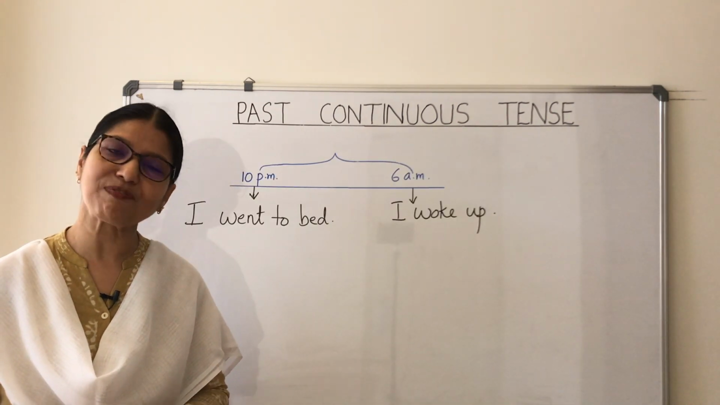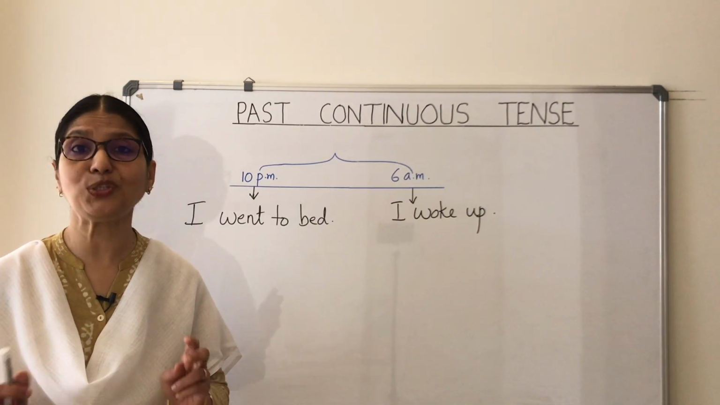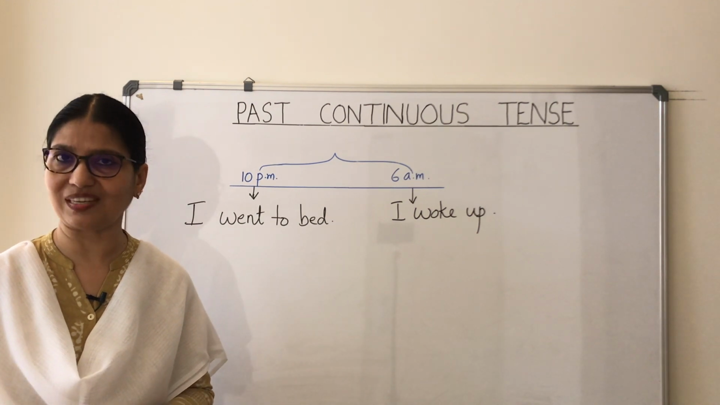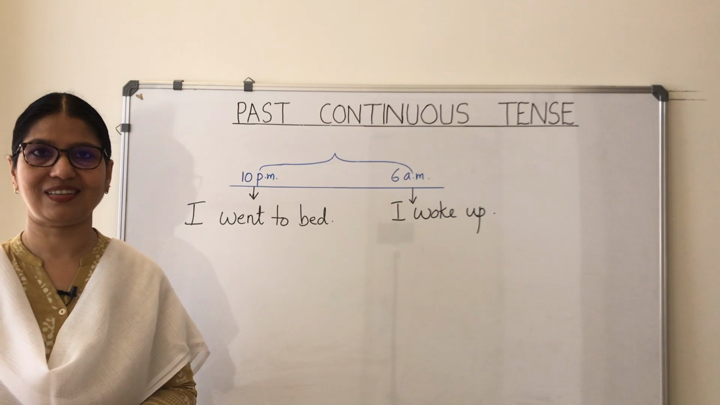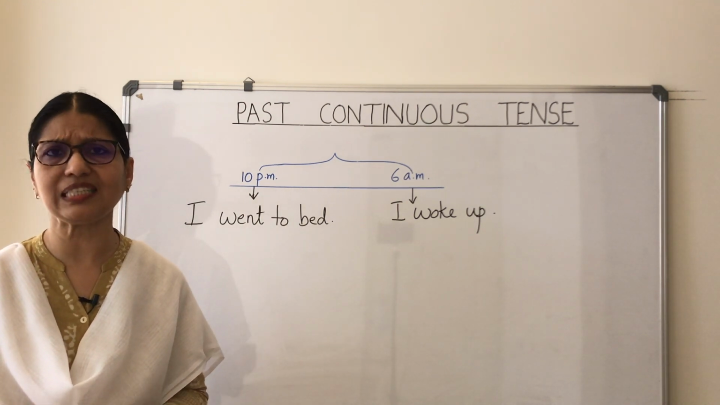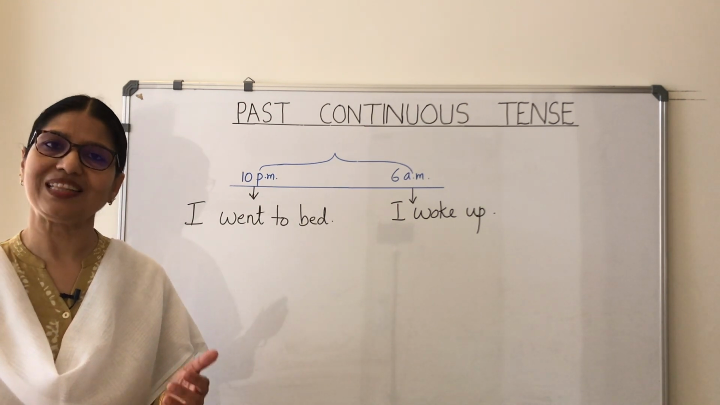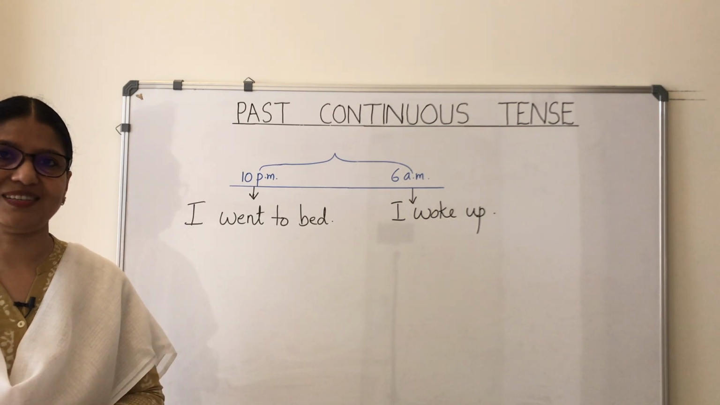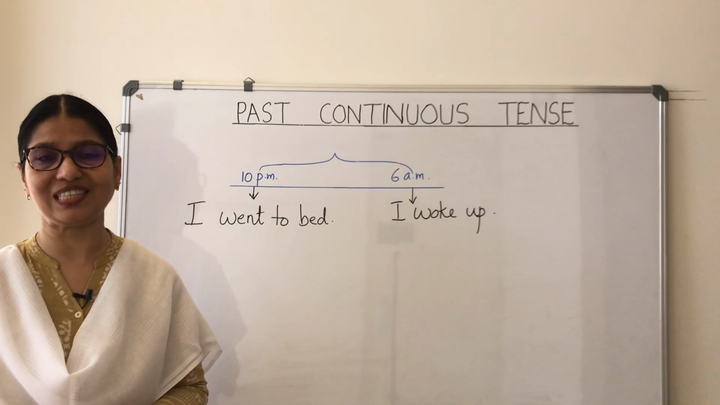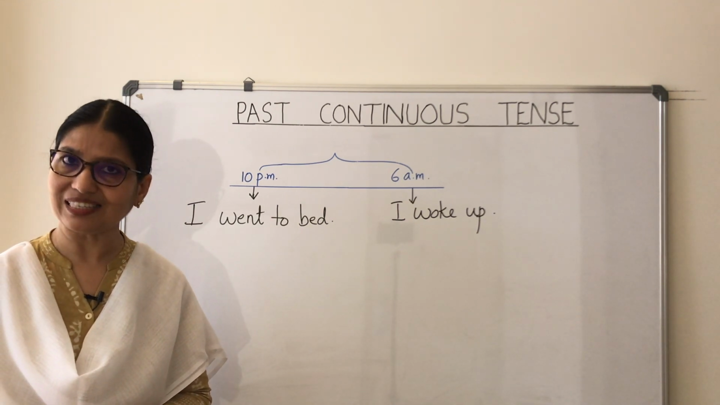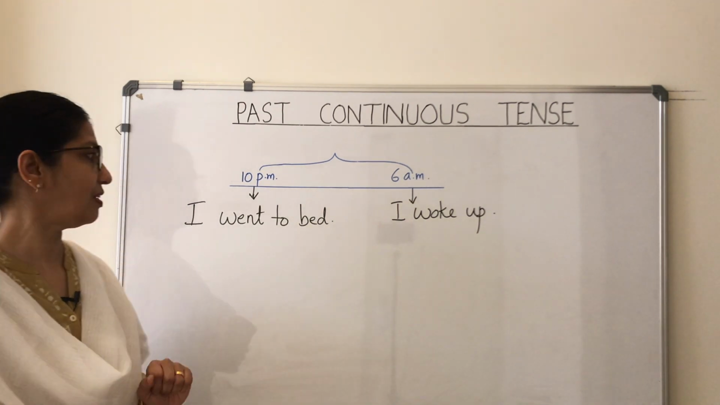Although the past tense has four aspects, it has only two basic tenses in the English language, and they are the past simple and the past continuous. And in our previous session, we learned in detail how and when to use the past simple tense. So what are the differences between the past simple and the past continuous? To explain that, let me give you an example.